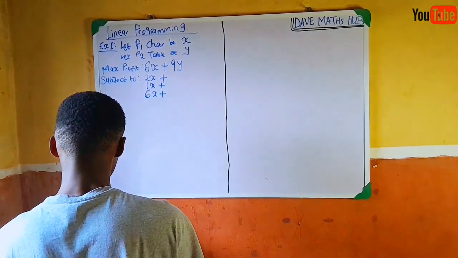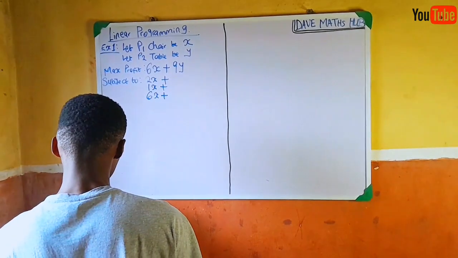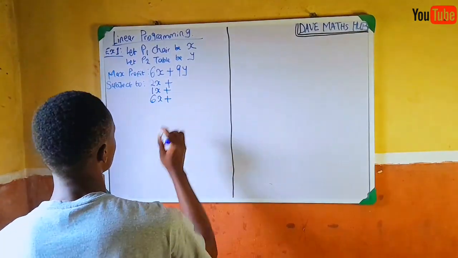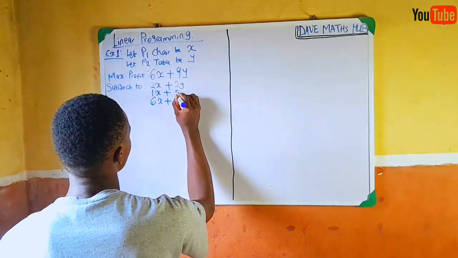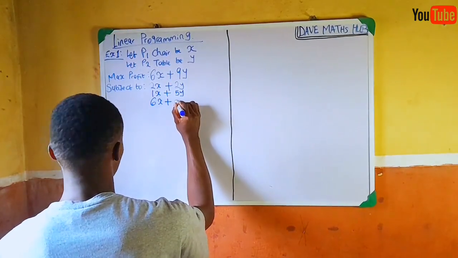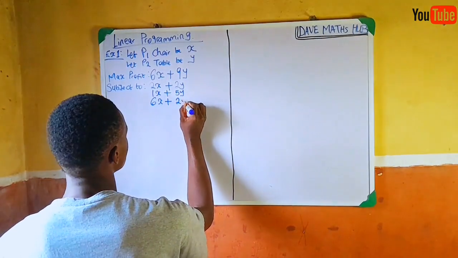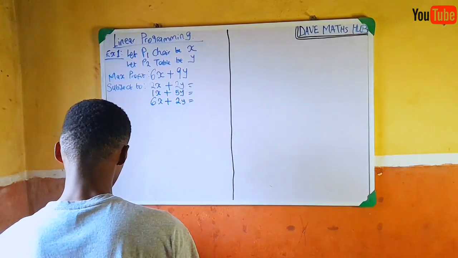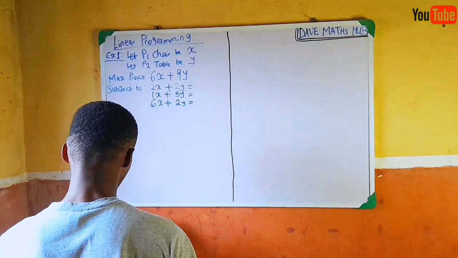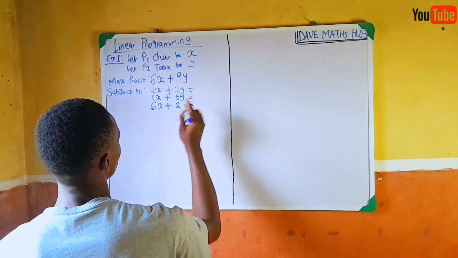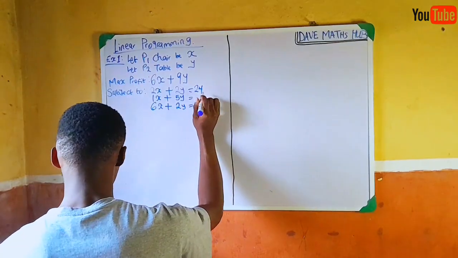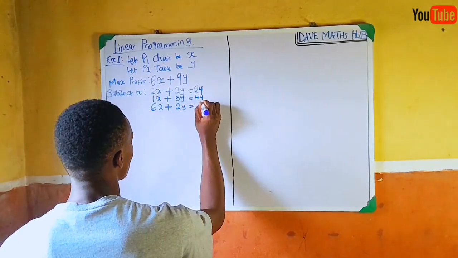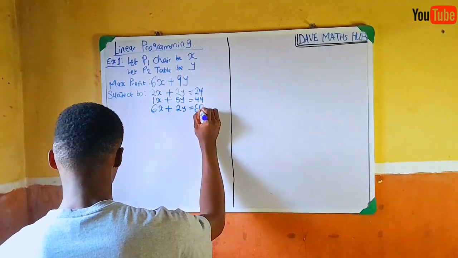Then it goes on to say that P2 requires 2 hours on A, 5 hours on B, and 2 hours on C to make P2. Then it said in a given period there are 24 hours available on A. Remember, this is for A, 24 hours. Then it says 44 hours for B and 60 hours for C.